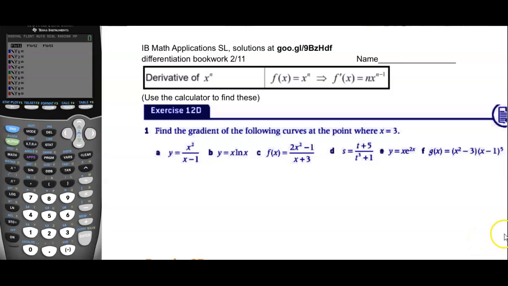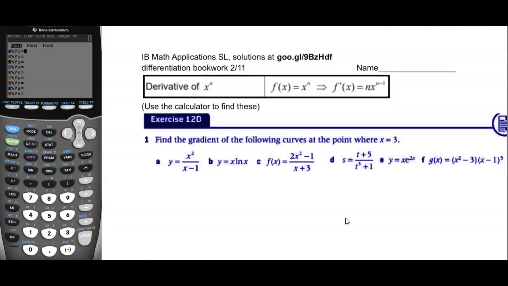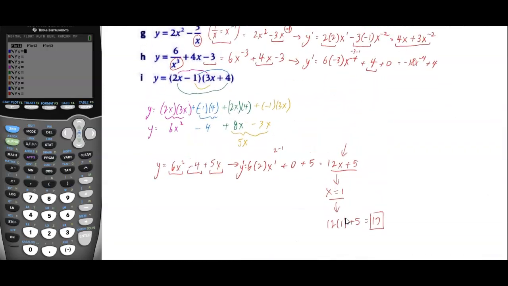Hello, this is page 2 of derivatives differentiation. On this page, we're going to learn how the calculator can help us do calculus. First of all, on page 1, we did a lot of work that did not use the calculator. And as a result, we always got these functions that have x in it, right?